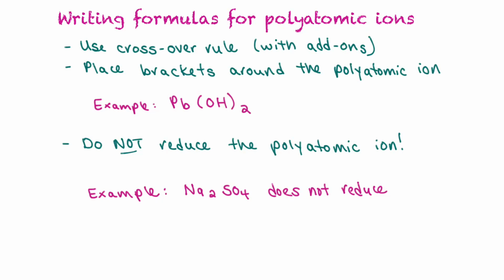So the way we write the formulas for polyatomic ions, there's a couple of extra rules added to the crossover rule. You put brackets around the polyatomic ion before you bring down charges. In this example, we have lead 2 hydroxide. Lead is a transition metal, so we have to name it in the name. So it's Pb, and then we would have OH, but put brackets around it to carry down the 2. You do not reduce the polyatomic ions. You do not reduce Na2SO4 to like NaSO2. That doesn't work.